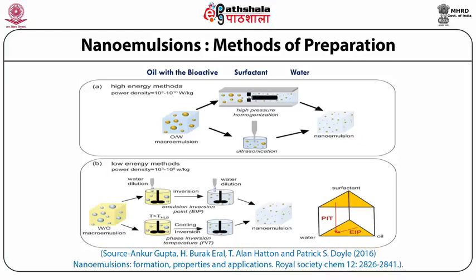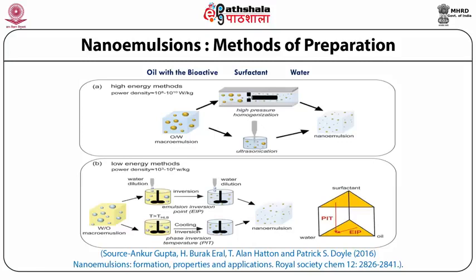The high energy methods are essentially high pressure homogenization and ultrasonication. The upper half of the figure depicted here shows the preparation of an oil and water nanoemulsion, the starting material being an oil and water macroemulsion in the presence of a surfactant. The first high energy method is ultrasonication. When this macroemulsion is passed through a sonoprobe, it renders high intensity sound waves which reduce the size of these nanodroplets, making them nano in size.